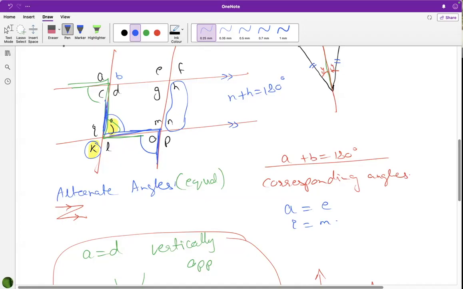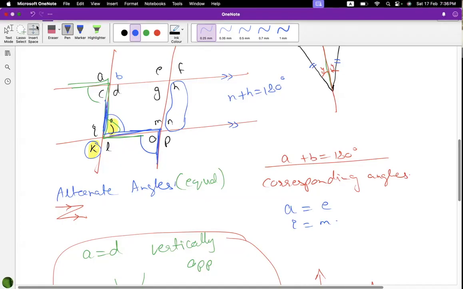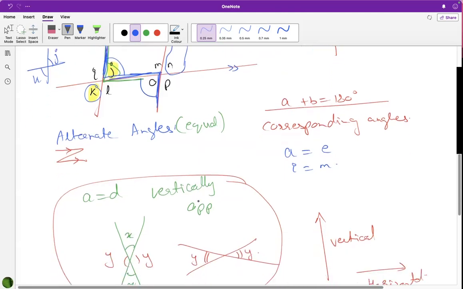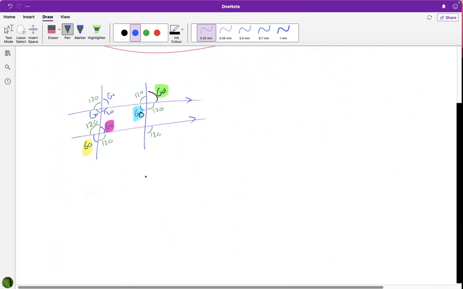Alternate angles. Can you do it for J and K, like still a Z there? No, J and K are vertically opposite angles. They don't make a Z. It only works when we have two parallel sides. For Z, it has to be parallel.